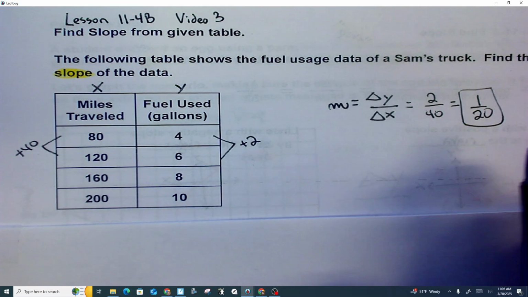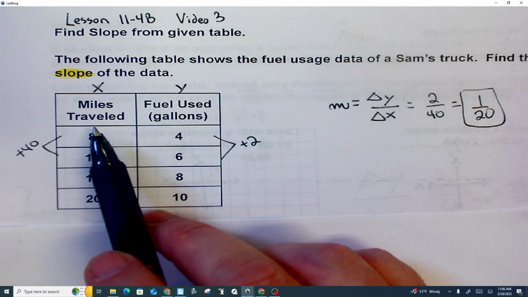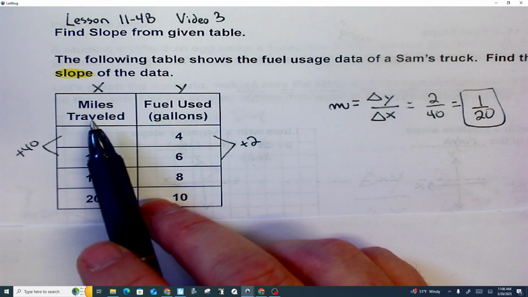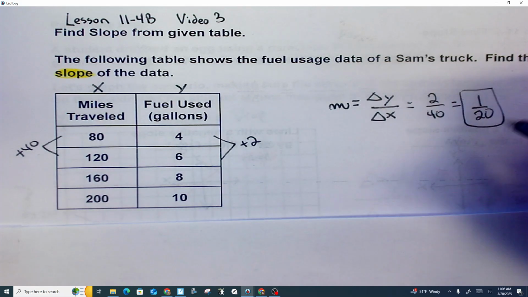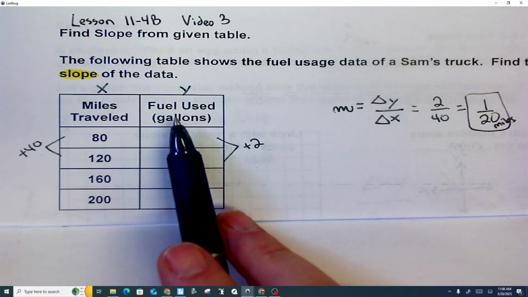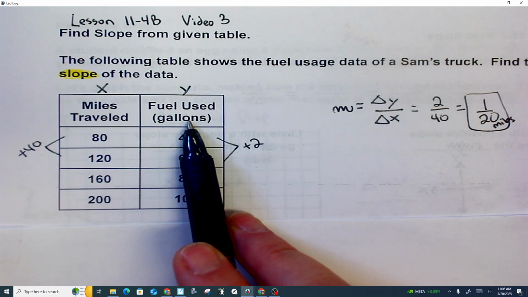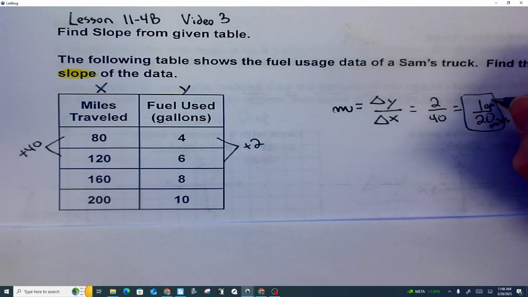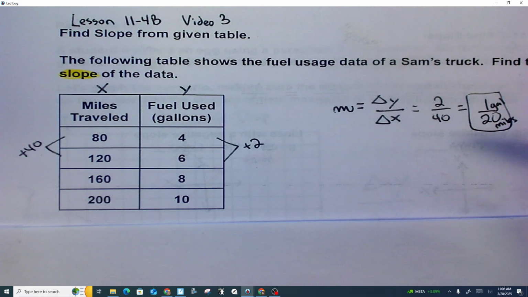1 over 20. Now, this is more of a real world table. It's labeled the x's are miles traveled. So guess what your x number is? This is miles, 20 miles. What is your y? Well, y is the number of gallons used. So this would be 1 gallon. So how much fuel is Sam's truck using? It's using 20 miles for every 1 gallon of fuel. And that's just how it's laid out, and that's how we label the parts of slope from the information that's given to us.